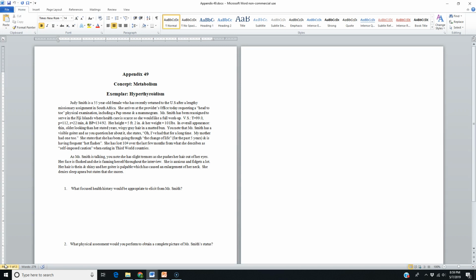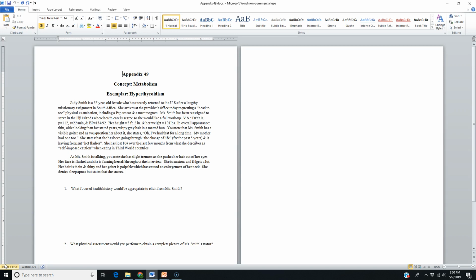Ms. Smith has been reassigned to serve in the Fiji Islands, where health care is scarce. She would like a full workup. Her temperature is 99, her pulse is 112, respiration is 22, blood pressure 134/92. Her height is 5 foot 2 inches, and she weighs 101 pounds. In overall appearance, she's thin, older looking than her stated years, with wispy gray hair in a matted bun.